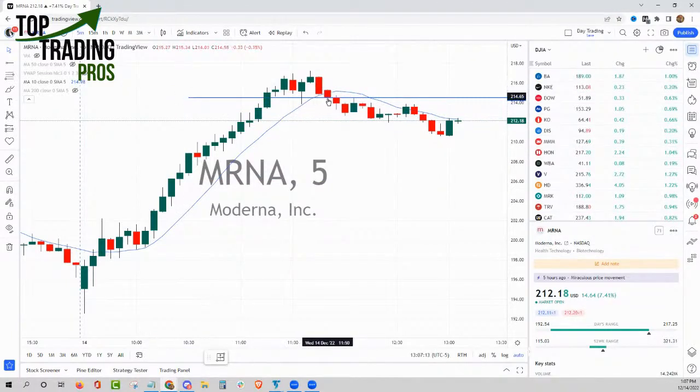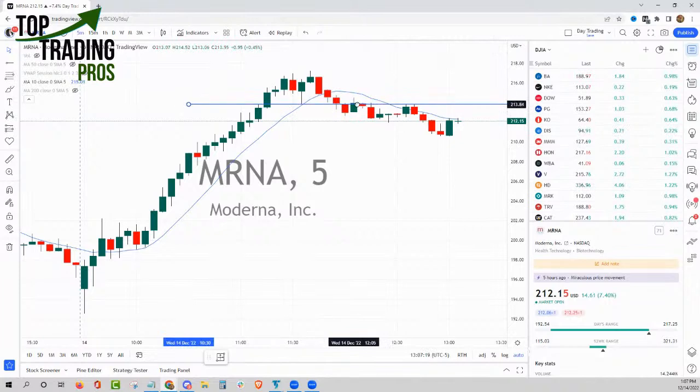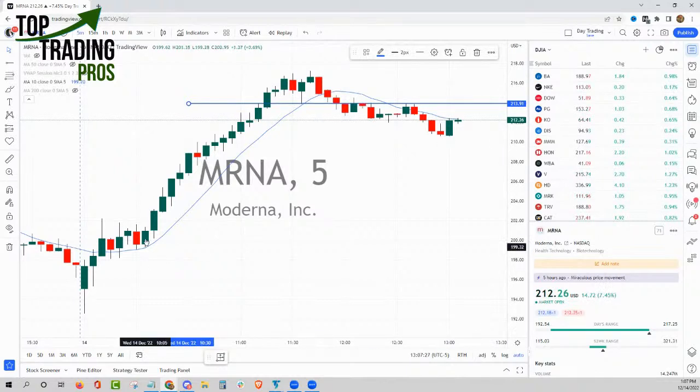This one came close, this one closed below. So that means the next candle needs to break that low, which is what it did. So technically that's the exit right there at 213.91.